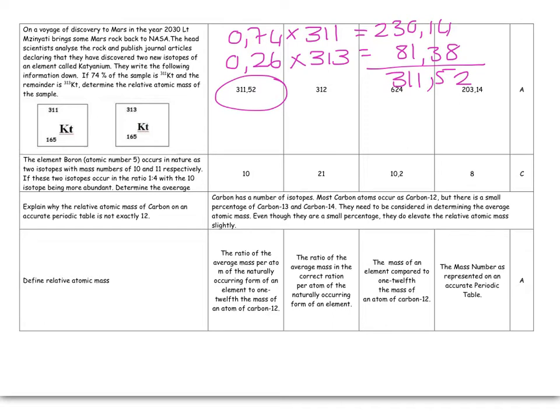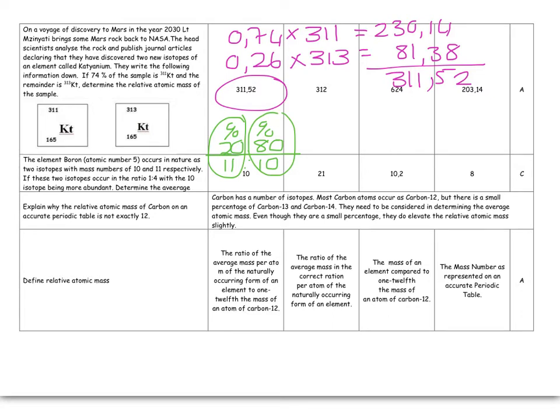The element boron has an atomic number of 5. It occurs in nature as two isotopes with mass numbers 10 and 11 respectively. These two isotopes occur in a ratio of 1:4. 1:4, if I'm looking for percentages, is 20:80%. That is a 1:4 ratio, and these would then be percents. So they say that 10 is the isotope that is more abundant. So the ratio of 11 to 10 is 20% 11 and 80% 10, because they've told me that there's more of the isotope 10.